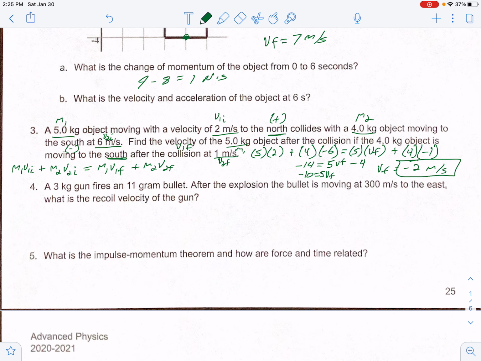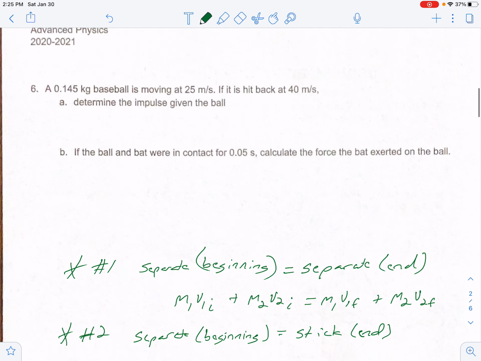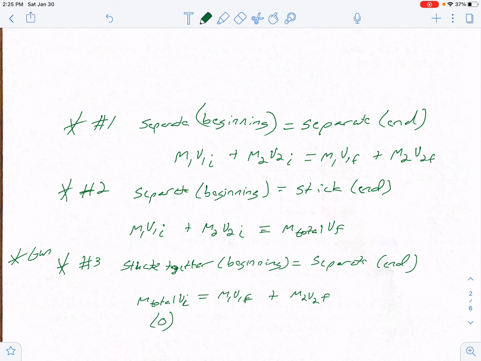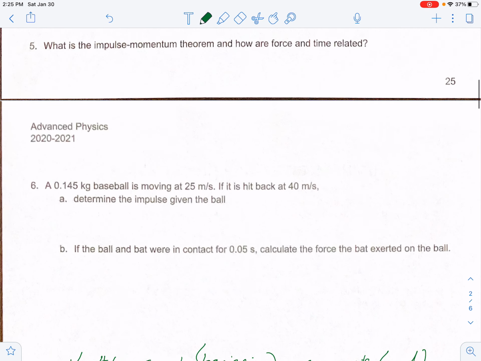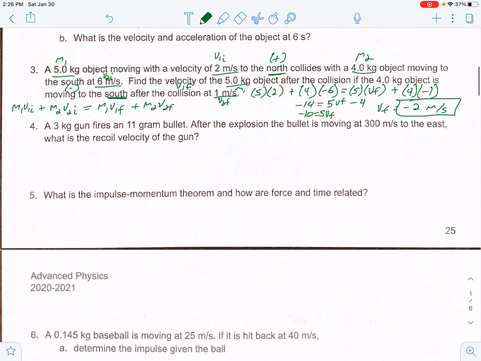Okay, here's our gun problem. So gun problem is instantly scenario number 3. So this is our last scenario. So I have a 3 kilogram gun, fires an 11 gram bullet. After the explosion, the bullet is moving at 300 meters per second to the east. What is the recoil velocity of the gun? Okay, so this is where we have the M total, V initial, equals, they go their separate way. So after the explosion, they go their separate way. So M1, V1 final plus M2, V2 final.